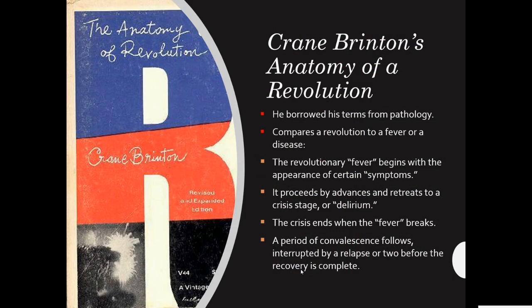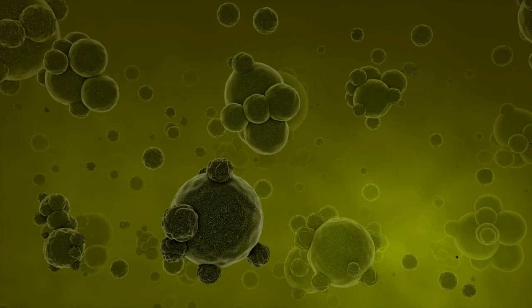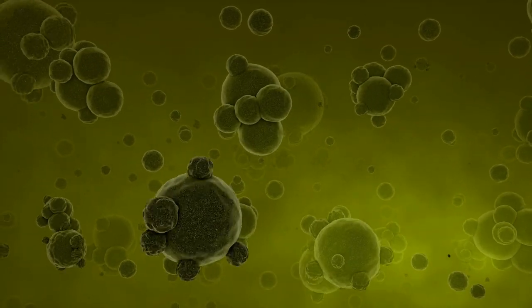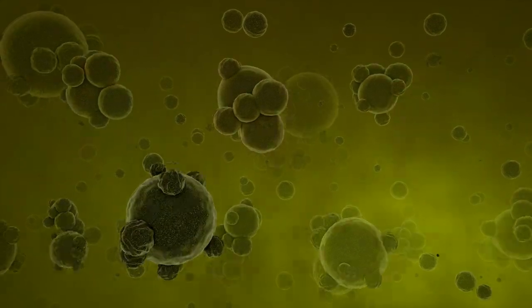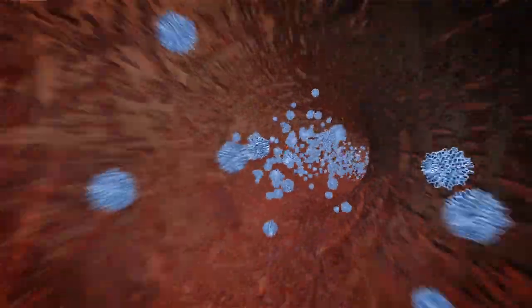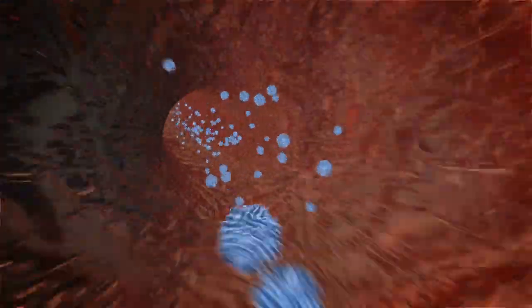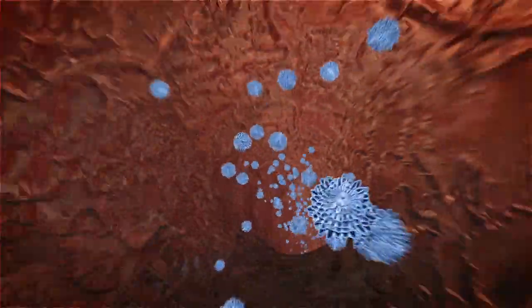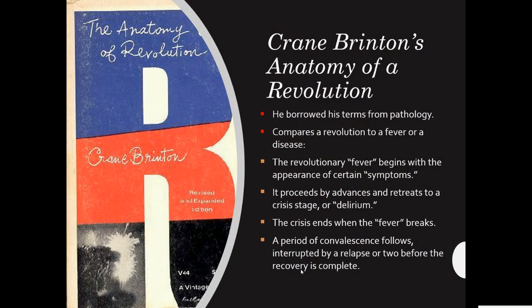So now we're going to jump through some of Crane Brinton's Anatomy of a Revolution, because right now we're in the very beginning stages of what seems to be a possible illness for France. So he borrowed the terms from pathology and basically compared the revolution to a fever or to a disease. And he went through all of the steps of the fever that France is going to go through and the symptoms that they are going to walk through, all the way through the crisis stage or the delirium phase that France will eventually jump into. However, at the very end, he does talk about how we can, of course, get better, but we could always relapse. So keep that as an option.